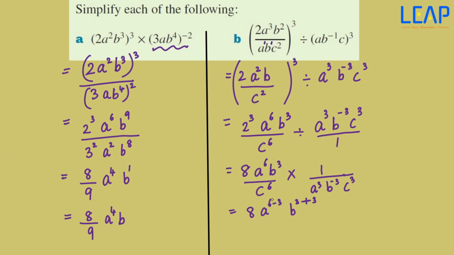And then c is both in the denominator, so it has to be in the denominator, okay? And within the denominator, it is in multiplication. Both are in denominator, so they are in multiplication. So you will add the exponent, so 6 plus 3. So that will give you 8, a to the power of 3, b to the power of 6 over c to the power of 9. That's it. That's the answer for question B.